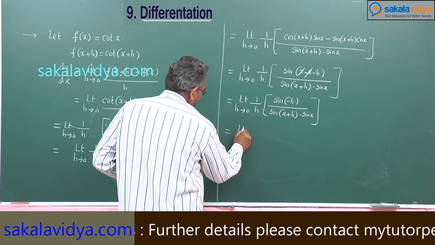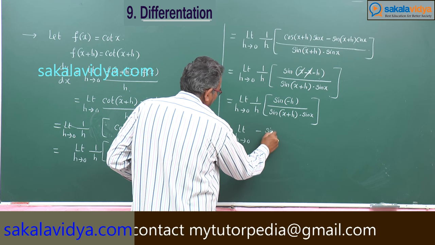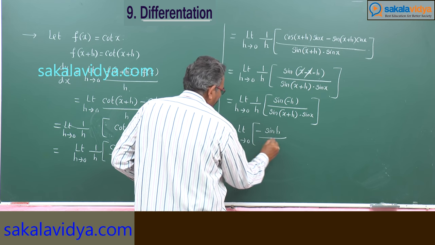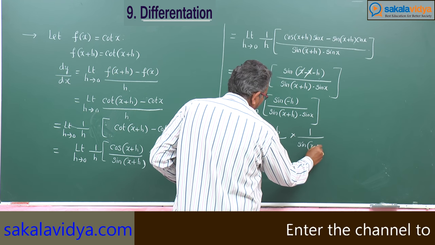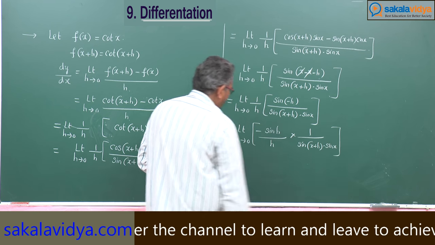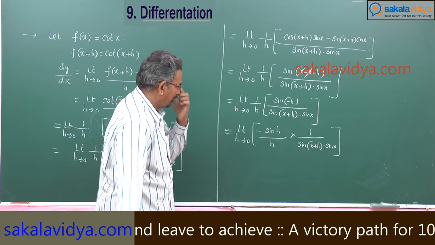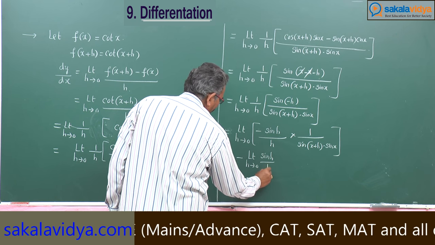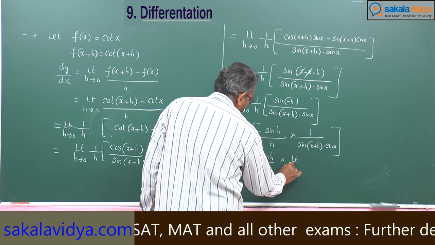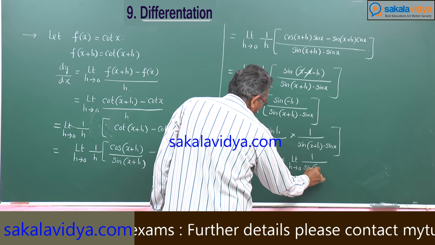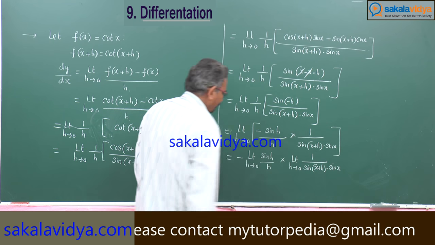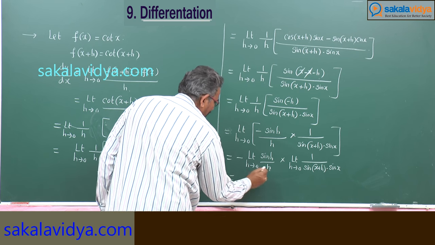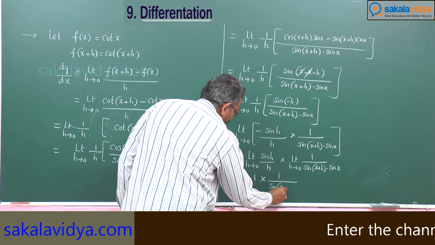So, this we can write as limit h tends to 0 of minus sin h into 1 by h into 1 by sin of x plus h into sin x. Now, this limit is applied to this function as well as this function. Now, minus common, limit h tends to 0 of sin h by h into limit h tends to 0 of 1 by sin of x plus h into sin x. Sin theta by theta, theta tends to 0, this is 1, but minus is there. Minus 1 into 1 by sin of x plus 0 into sin x.